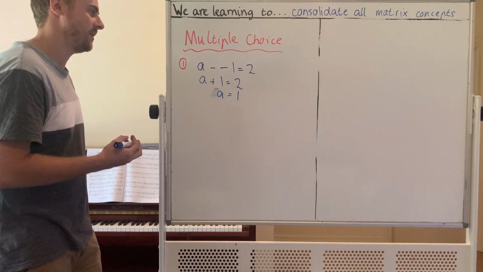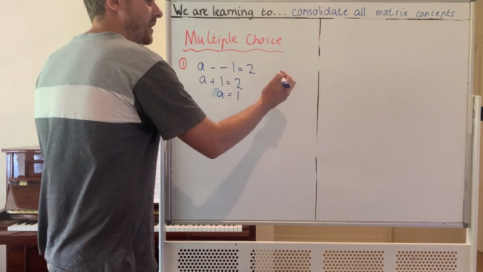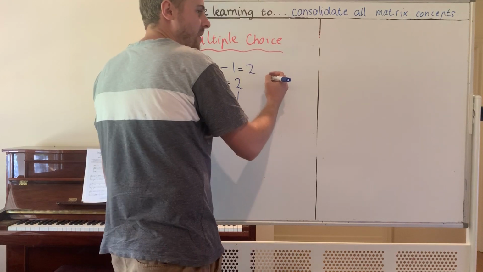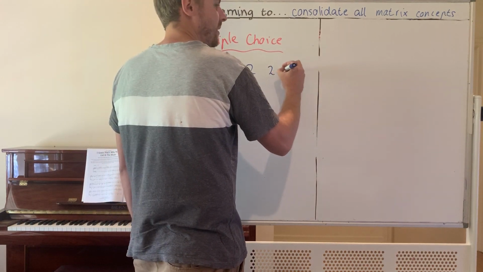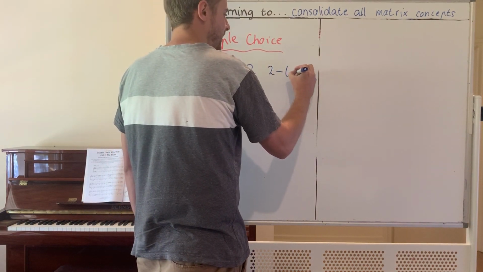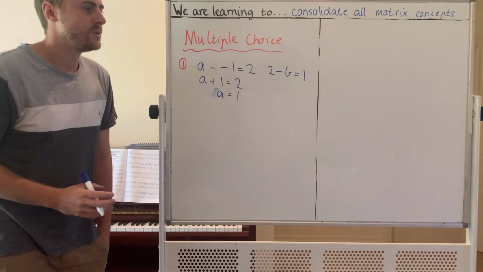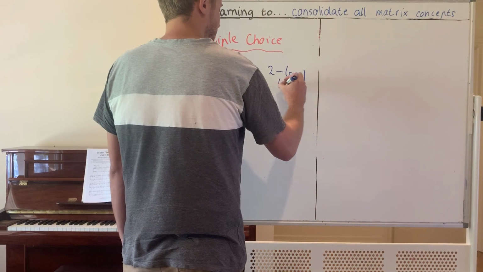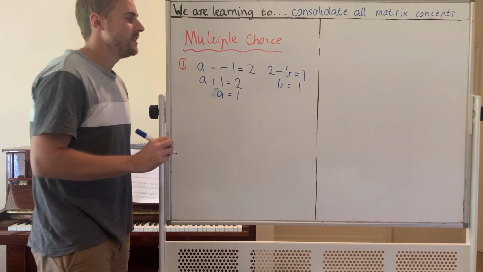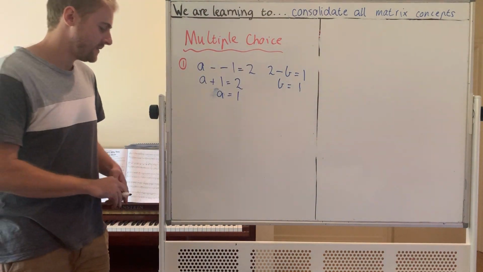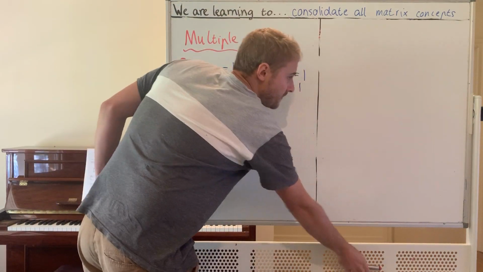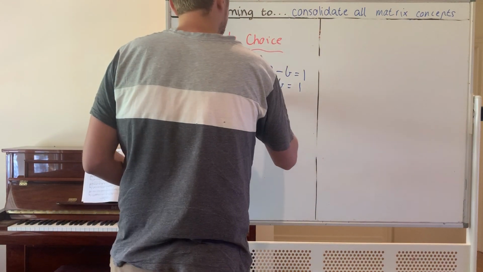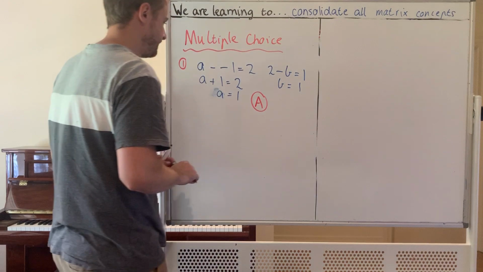Now we just need to work out what B is. So that one is in the bottom right corner, so it's 2 minus B equals 1. 2 minus something equals 1. Again, the answer here must be 1. A equals 1, B equals 1. So the answer for question 1 is A.